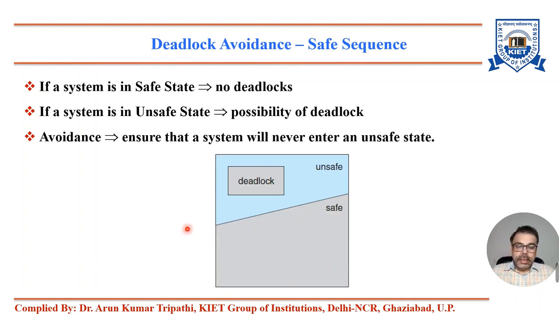Now, there is a very important conclusion. If a system is in the safe state, then there will be no deadlock. If the system is in the unsafe state and there exists a safe sequence, then there will be no deadlock. If a safe sequence does not exist, then there will definitely be deadlock.